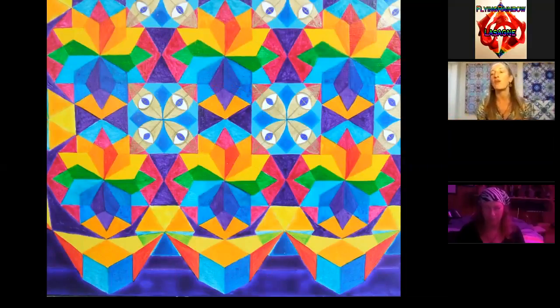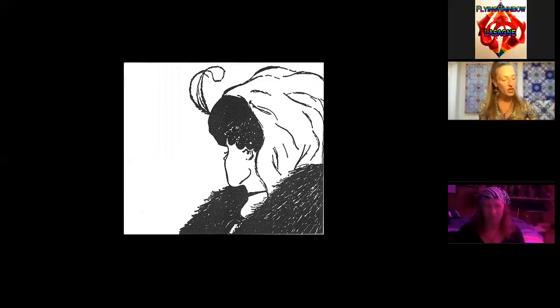And so this is this famous optical illusion. I just dropped my sculpture. Let me grab it from the floor so it doesn't break.